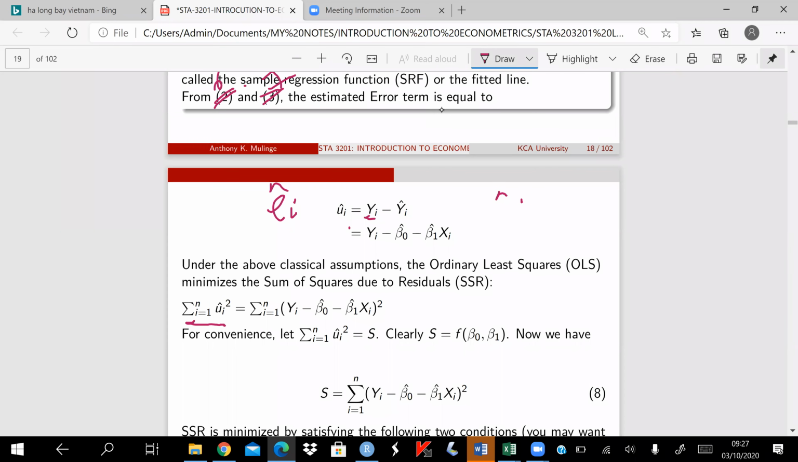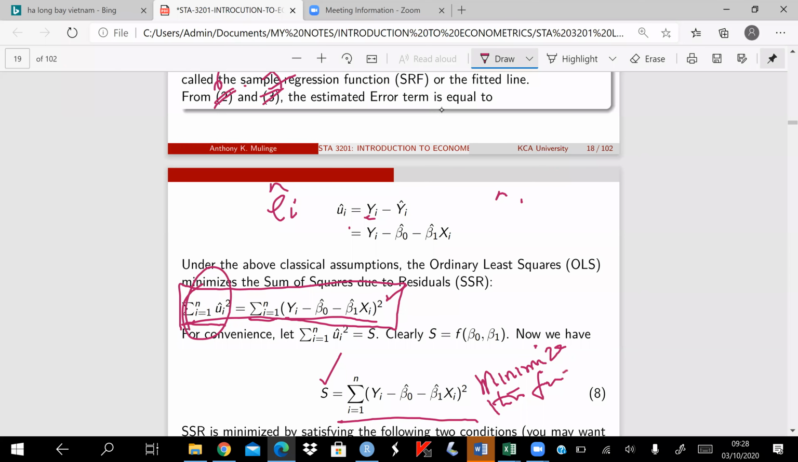Then on the right hand side, we also have the summation of the right hand side, but now when it is squared. We want to minimize this function. We want to minimize that function. So for simplicity, I have replaced the item on the left hand side with the letter S. Then on the right hand side, I have this. So I want to minimize this function. If you minimize that function, you will be able to get a formula for the values of beta naught and beta 1.